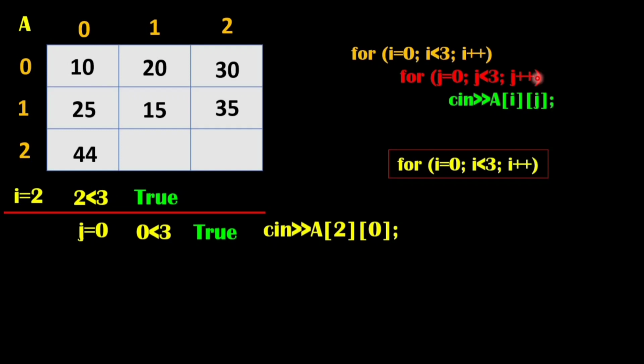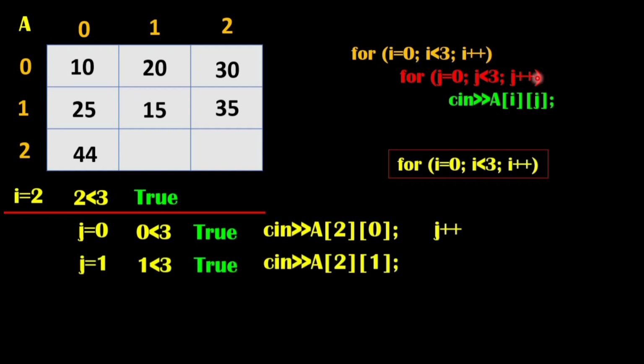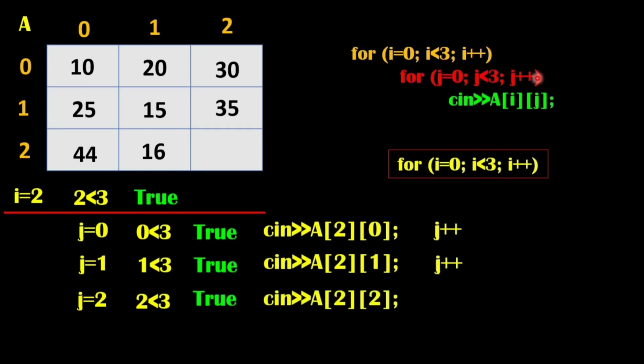I have entered 44. j++. j became 1. 1 less than 3 is true. Then again you have to enter the value. j++, j is equal to 2. 2 is less than 3, that is true. Cin a[2][2]. You have to enter a value. I have entered 22. So j++, j became 3. 3 less than 3 is false. You have to stop there.